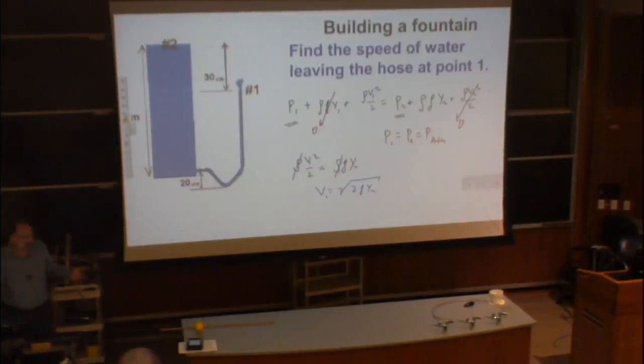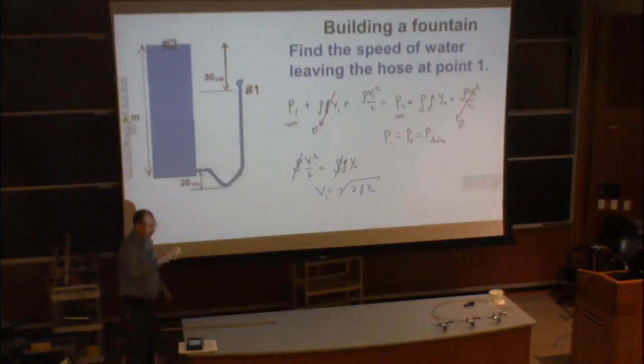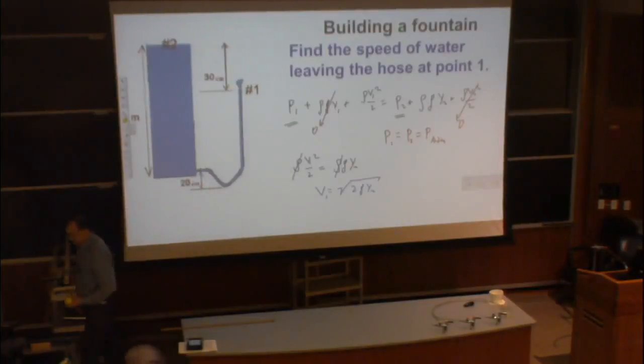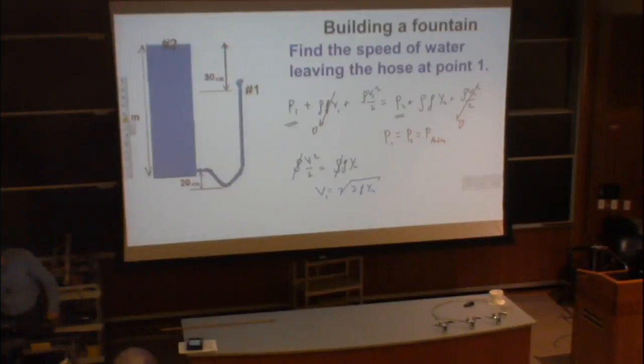No friction, nothing, no internal friction. So it's basically like a roller coaster. It travels exactly like a ball on a roller coaster, from the top to this point, no difference at all. And now we can calculate the number. 2 times 10 times 0.3, square root of 6, right? Meters per second.